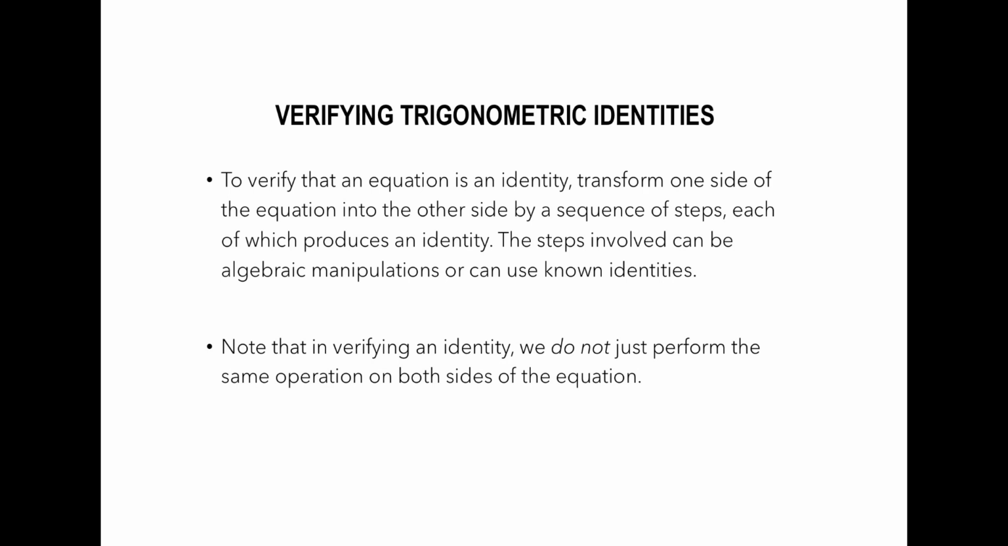take a step forward here and look at how we can verify trigonometric identities. We've kind of gone through some of those steps, but the basic idea is to verify an equation as an identity. We want to transform one side of the equation into the other side by a sequence of steps, each of which produces an identity. The steps involved can be algebraic manipulations or can use known identities. Note that in verifying an identity, we do not just perform the same operation on both sides of the equation. We're really usually just working on one side, trying to make it look like the other side.